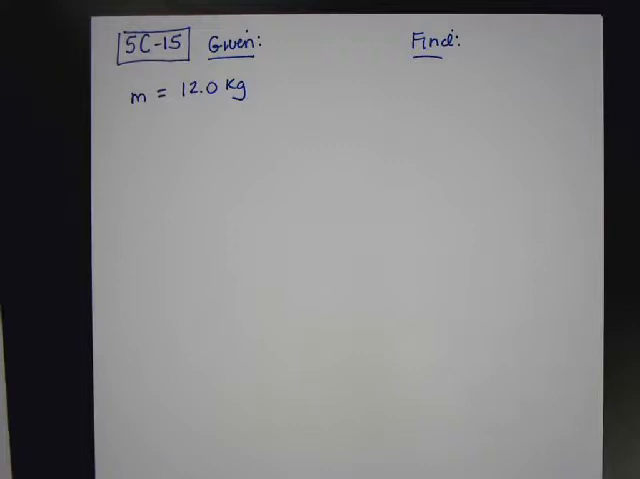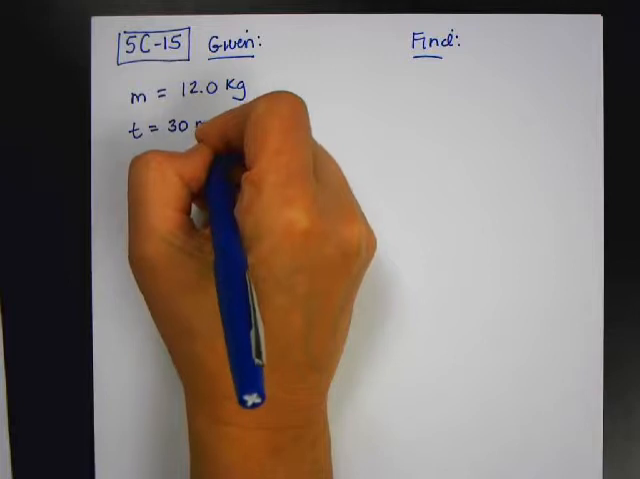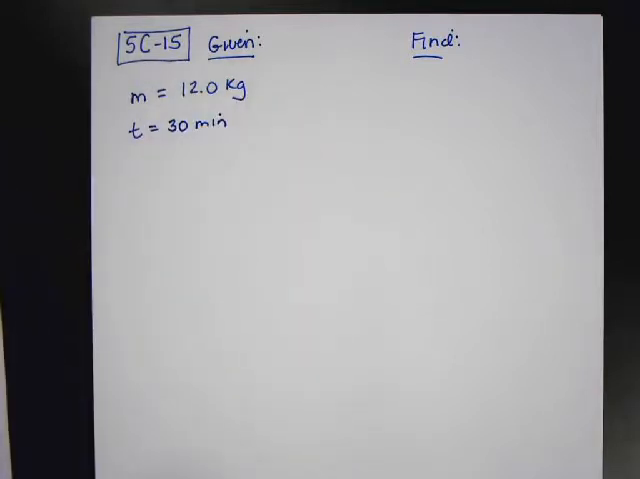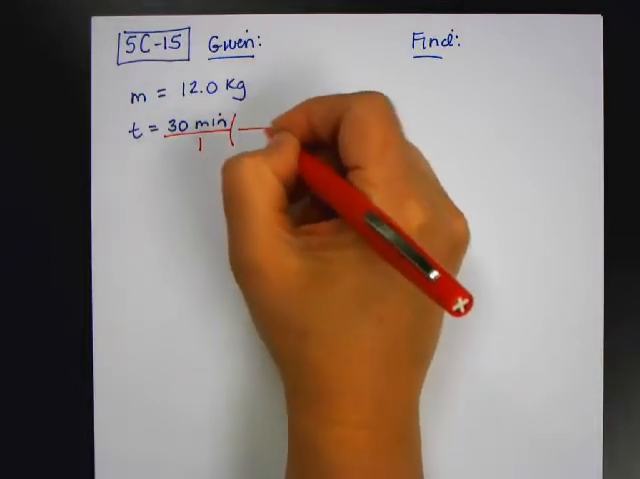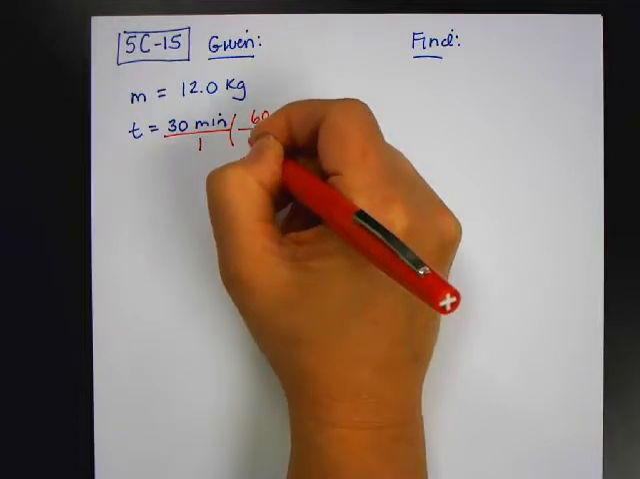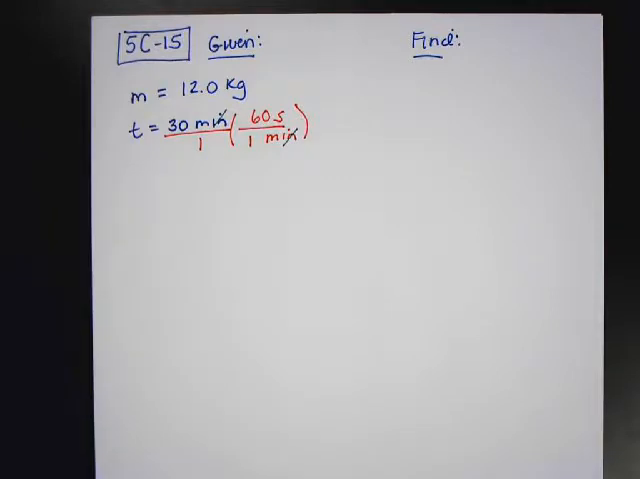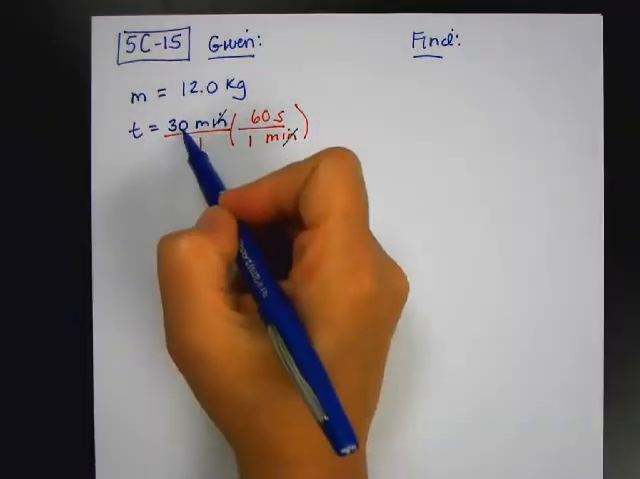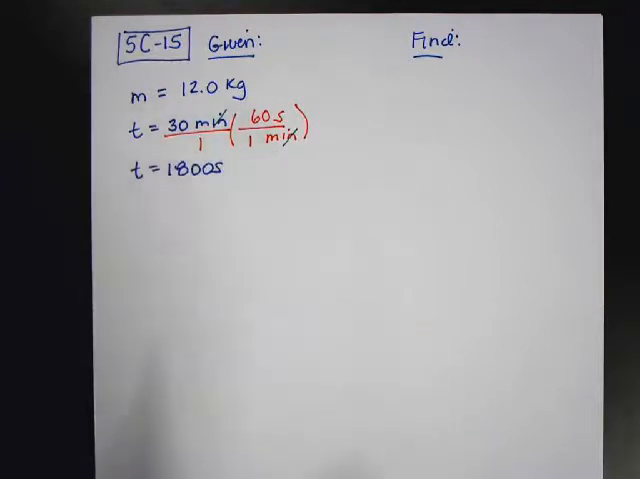While scaling a cliff, after 30 minutes, so they're telling me the time is 30 minutes. Before I even go on and read the rest of the problem, I know I don't use minutes. We always use seconds. So I'll do that conversion right away in my given. If I have minutes in the numerator, I put minutes in the denominator, and I know there's 60 seconds in 1 minute. So this minute cancels with that, and I end up with 60, and I don't even need my calculator. 6 times 3 is 18 and 2 zeros, so T is 1800 seconds.